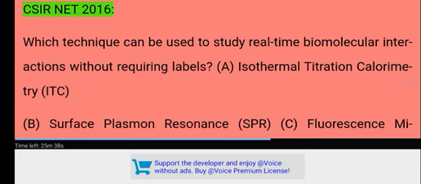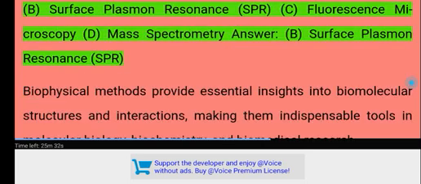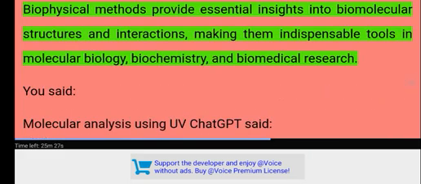CSIR NET 2016. Which technique can be used to study real-time biomolecular interactions without requiring labels? A. Isothermal titration calorimetry, ITC. B. Surface plasmon resonance, SPR. C. Fluorescence microscopy. D. Mass spectrometry. Answer: B. Surface plasmon resonance, SPR. Biophysical methods provide essential insights into biomolecular structures and interactions, making them indispensable tools in molecular biology, biochemistry, and biomedical research.